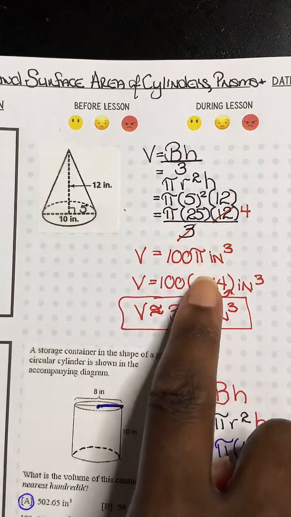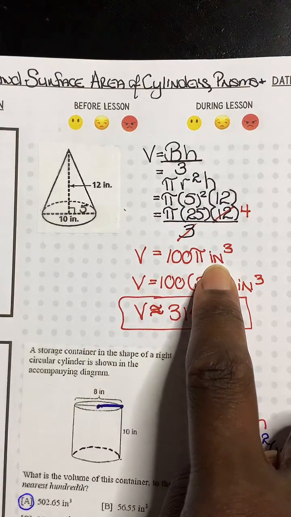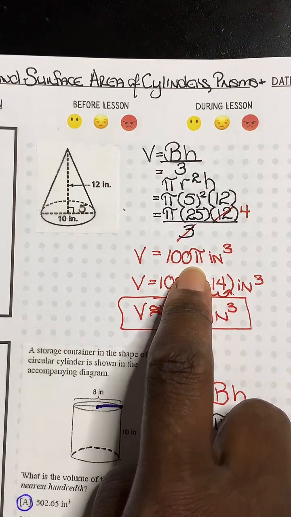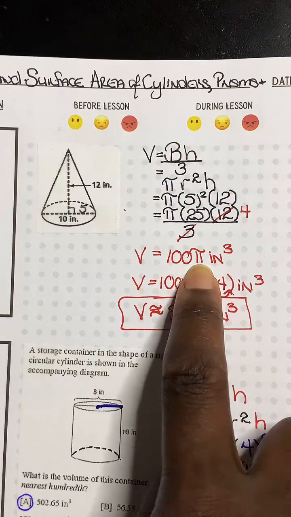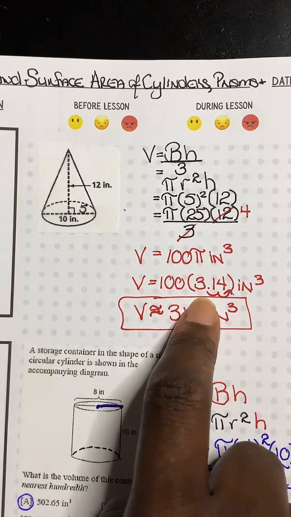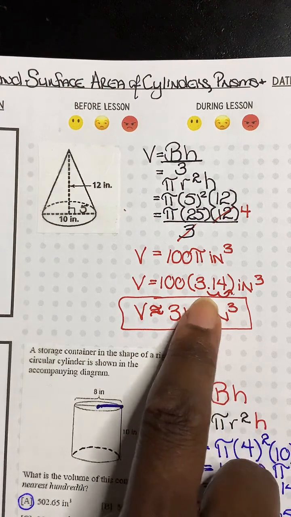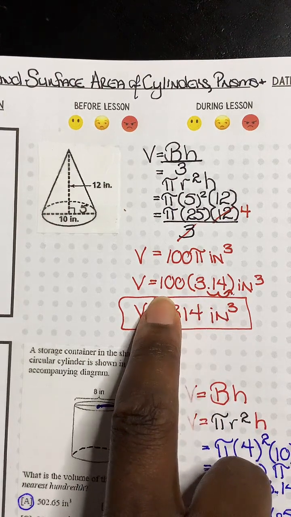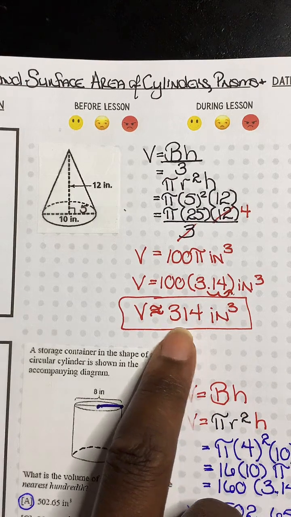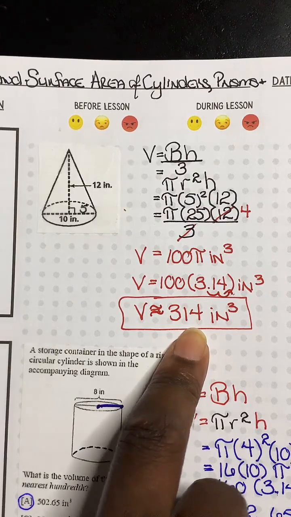If they say they want the exact answer, you can leave it as 100 pi cubic inches. But if they want you to round to a certain decimal point, that's when you're going to have to translate your pi to possibly 3.14. Usually they ask for either the hundredths or the thousandths. If that's the case, you multiply that 100 by 3.14, which gave us our volume of 314 cubic inches.